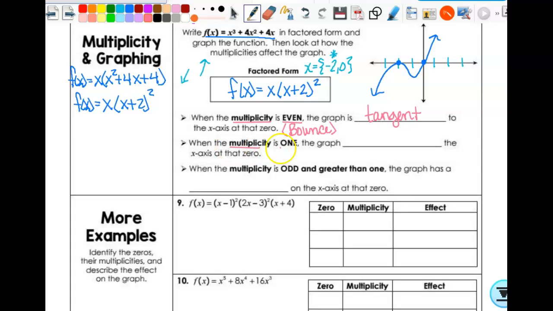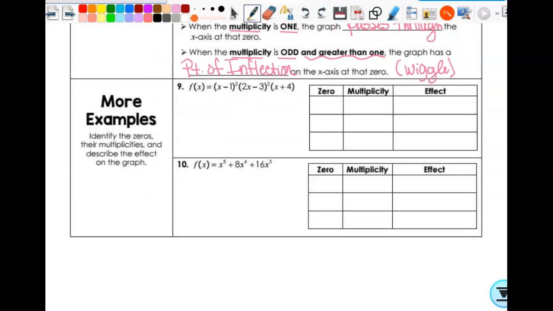When the multiplicity is 1, okay, just plain old 1 like it was here for this 0, then the graph just passes through the x-axis at that 0. So it's boring. It just passes straight through. Then when the multiplicity is odd and greater than 1, what happens there? Point of inflection. Good. And what's our graphing word for that? Wiggle. Remember what happens there. Just a little wiggle. Okay. Everybody good with that? Questions? So when you're sketching it, you want to think about bouncing and wiggling because that helps you visually. But when we're talking algebraically, then we have to make sure we can use the real words here.